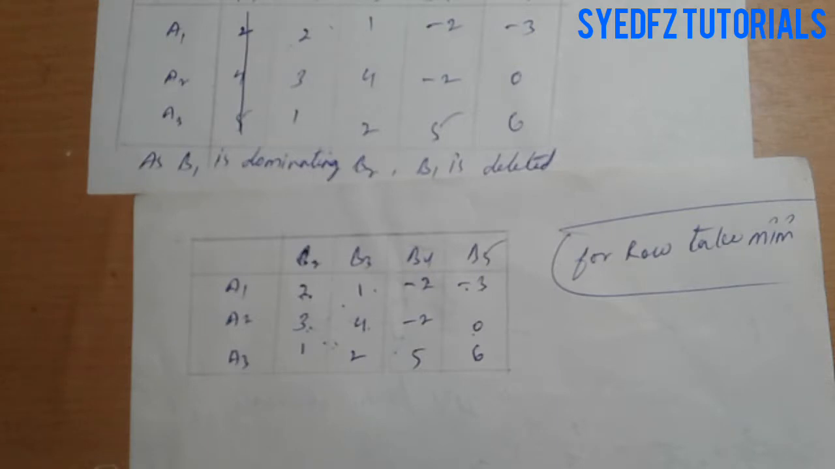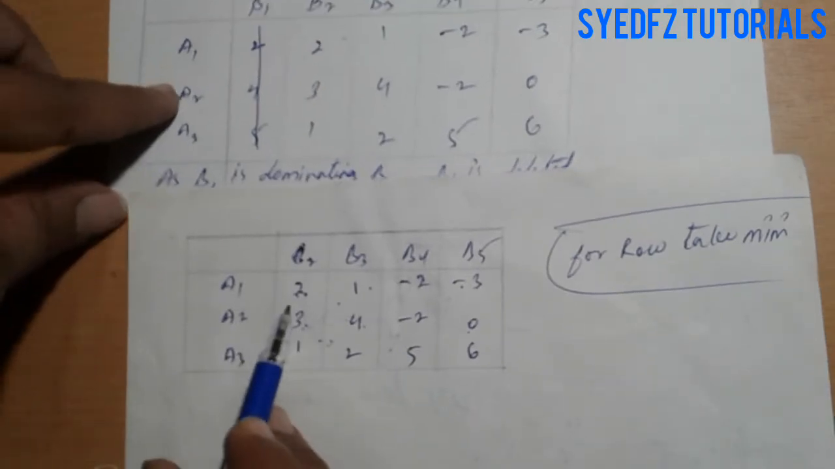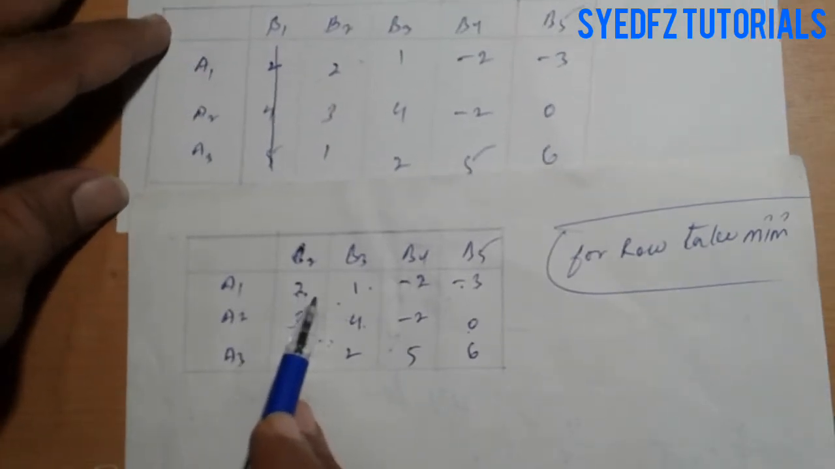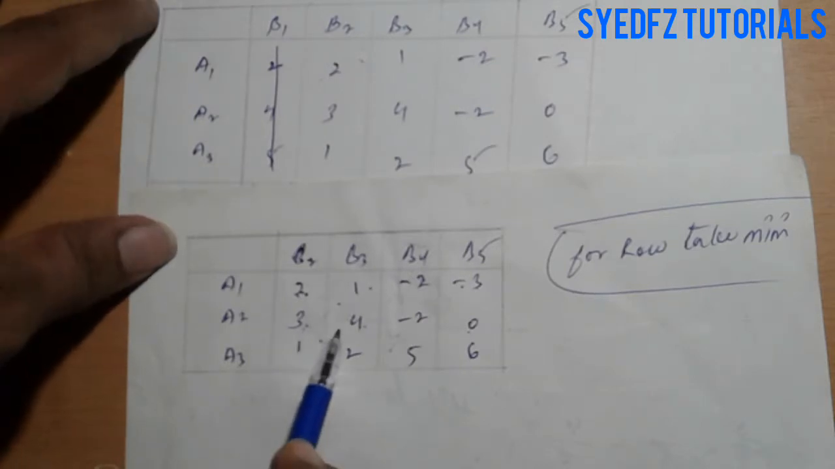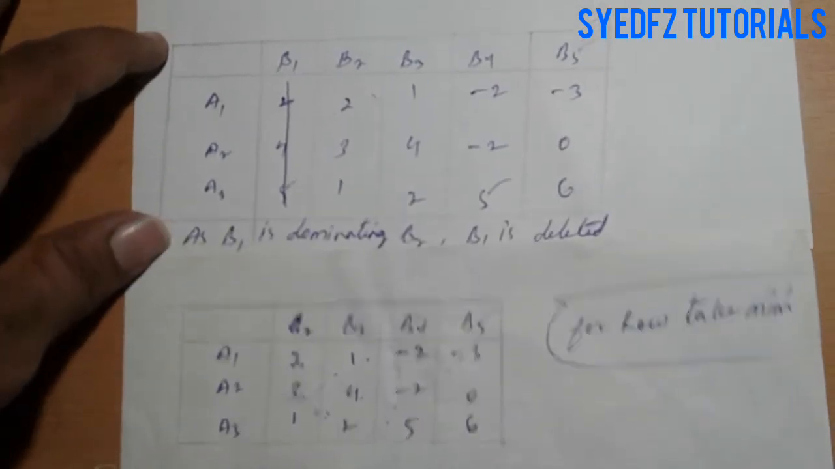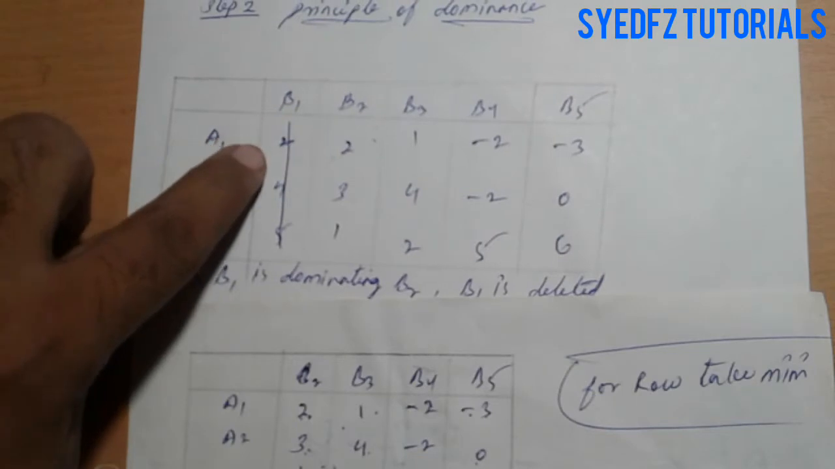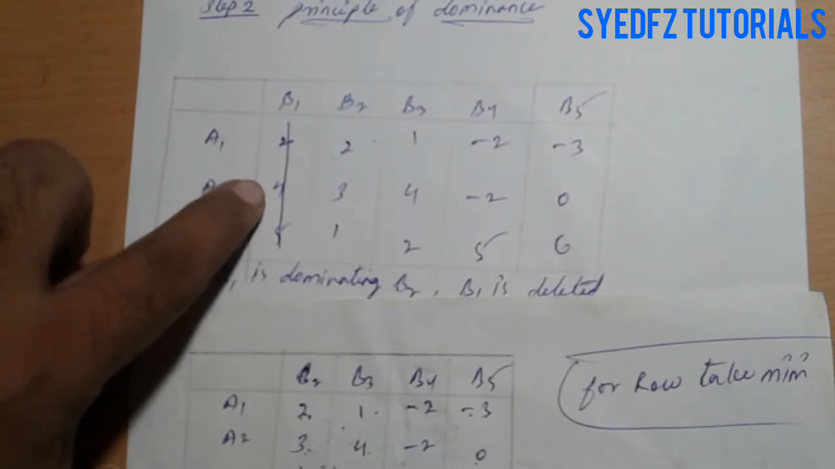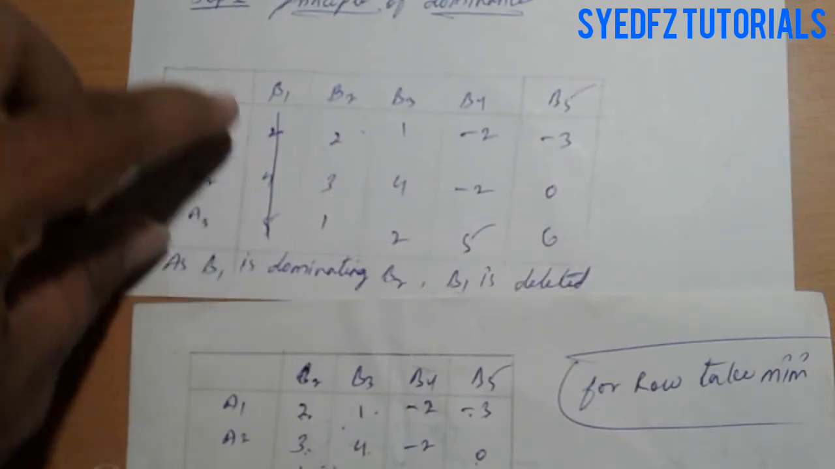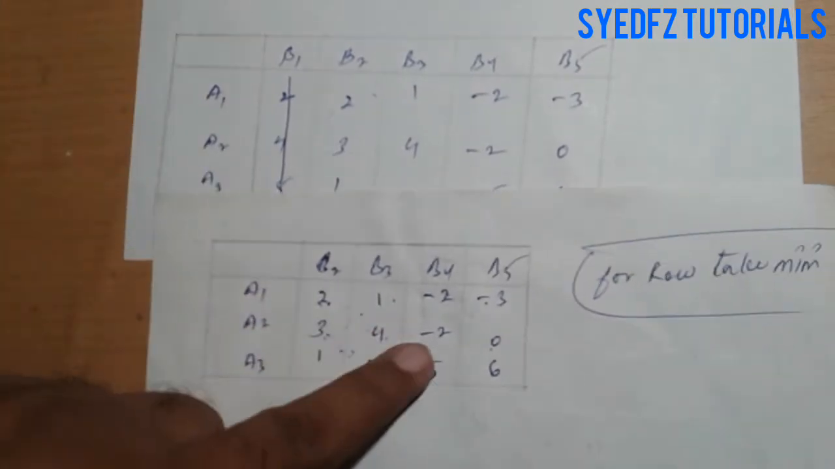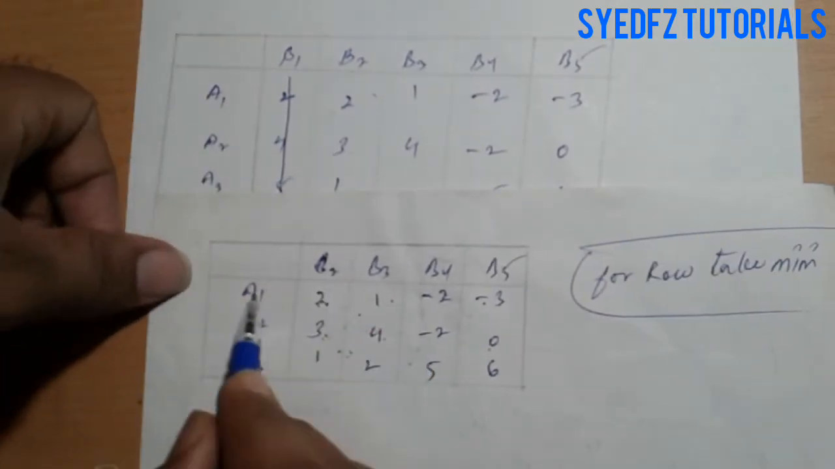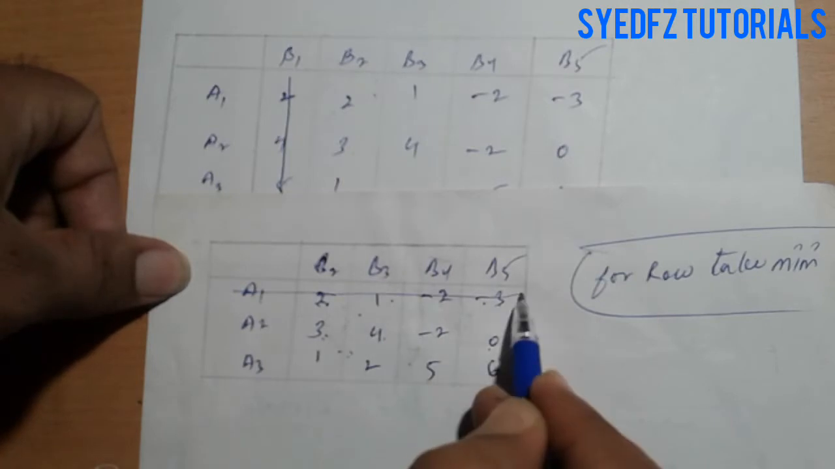A1 is dominated by A2. So which is the minimum, and which is the greater? When we are calculating for a column, the highest column we have deleted. But here, which is the minimum? The minimum row will be deleted. Means A1 is the minimum row, so the minimum row will be deleted.